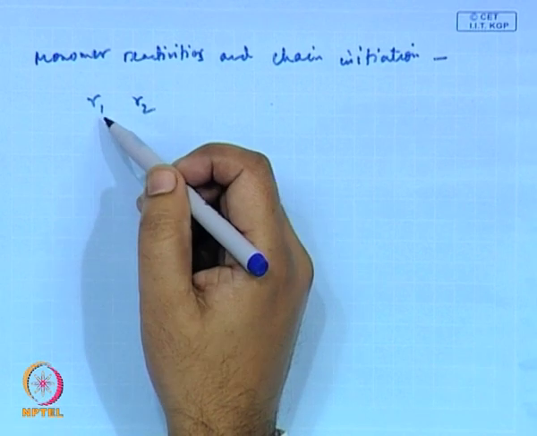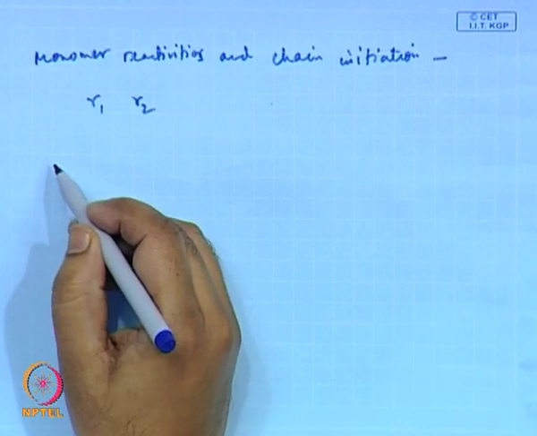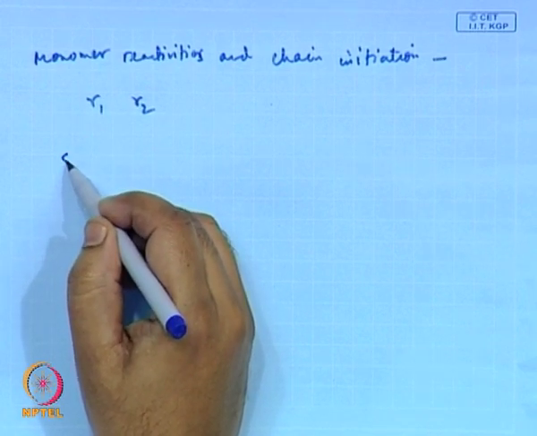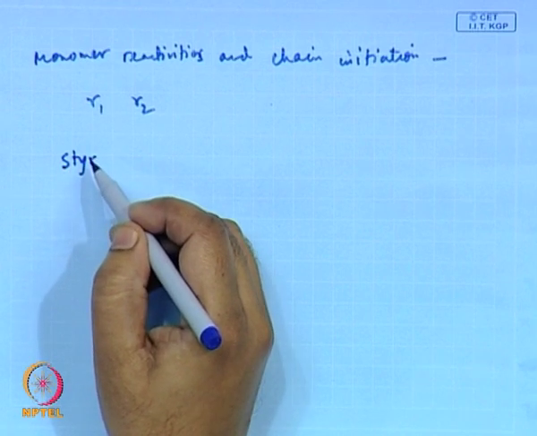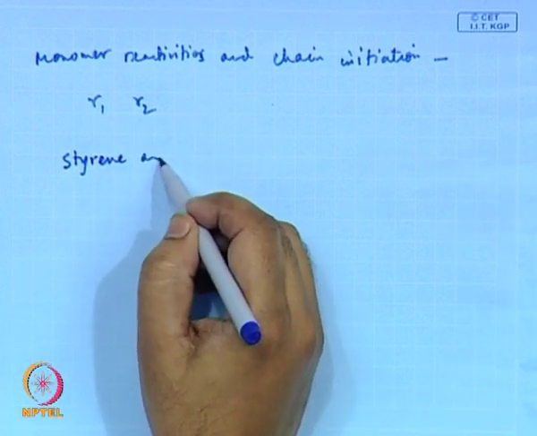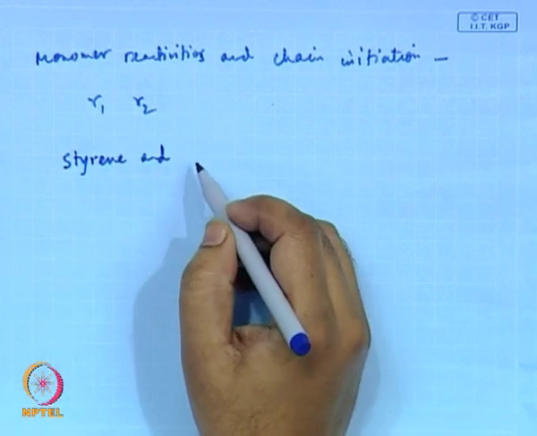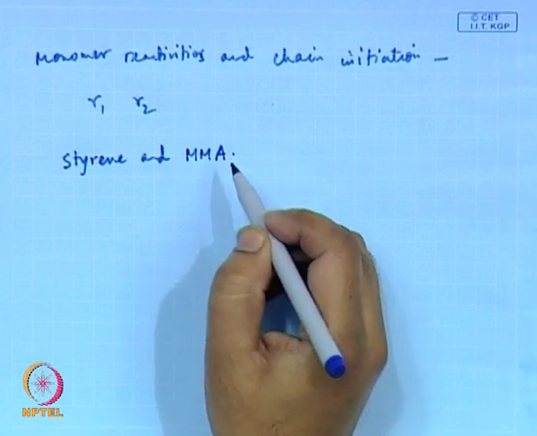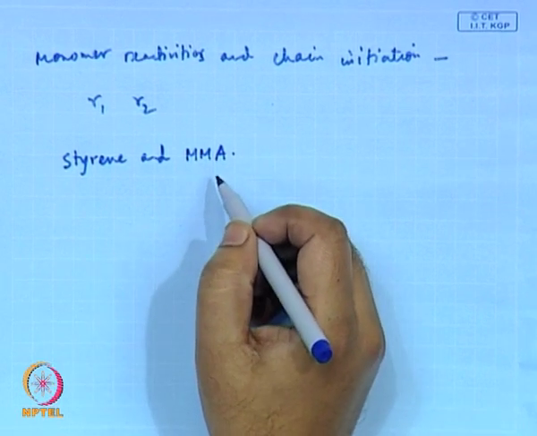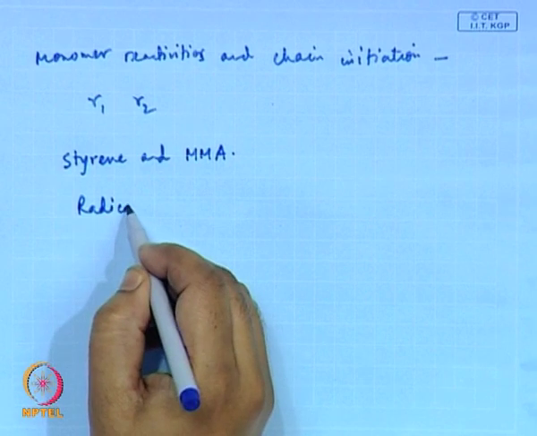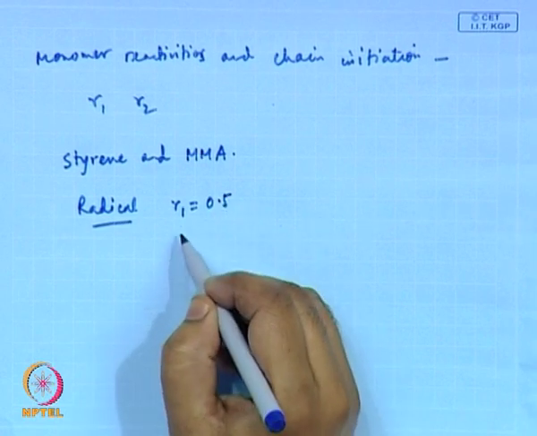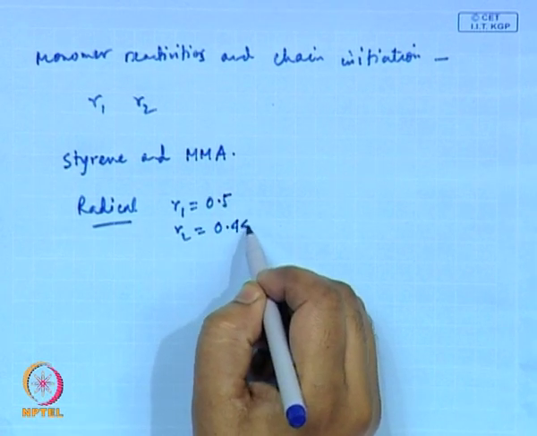is changed. For example, if we take a set of monomers, let us take the example of styrene and MMA, methyl methacrylate. Radicals have more or less similar reactivity. So, R1 is 0.5 and R2 is 0.44.